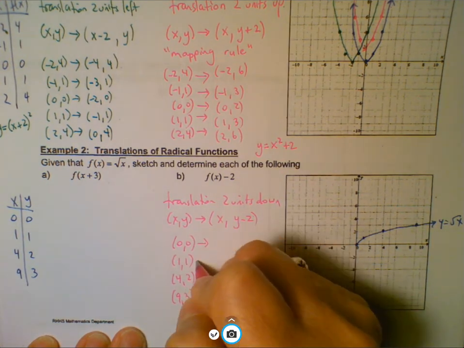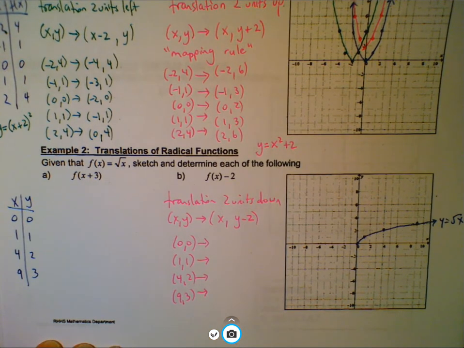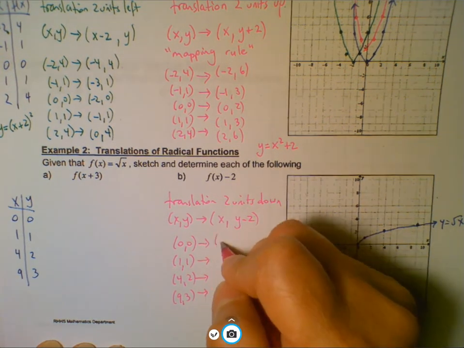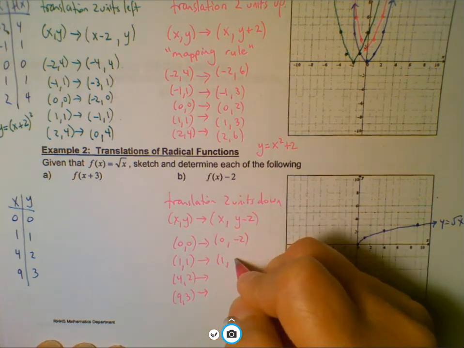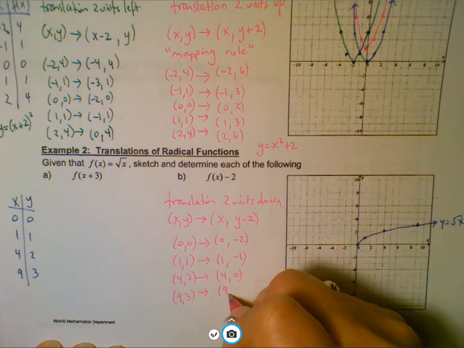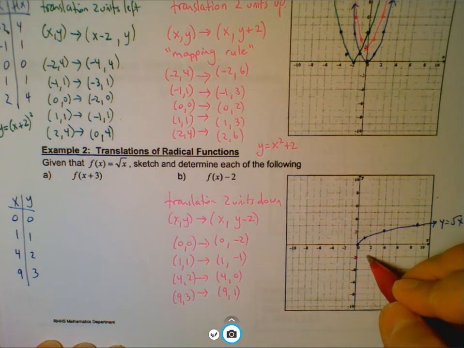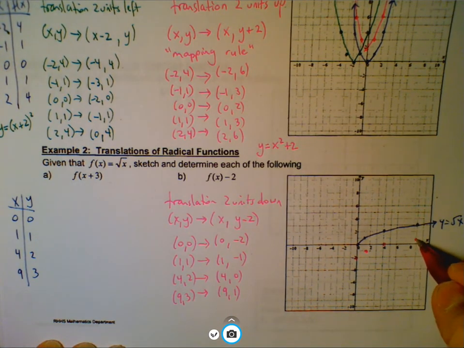So it's really important to know the table of values for that parent because it gives us the ability to do things to it. So x's will stay the same, but y's will be reduced by 2. So here are my points: 0, negative 2, 1, negative 1, 4, 0, and 9, 1.